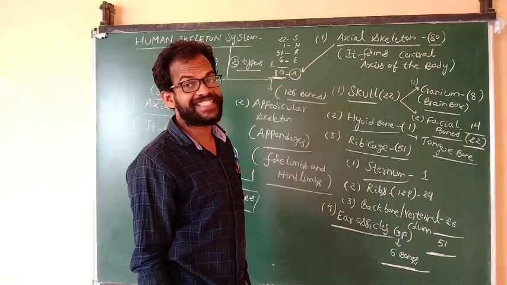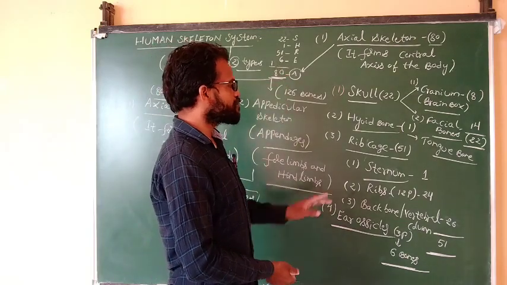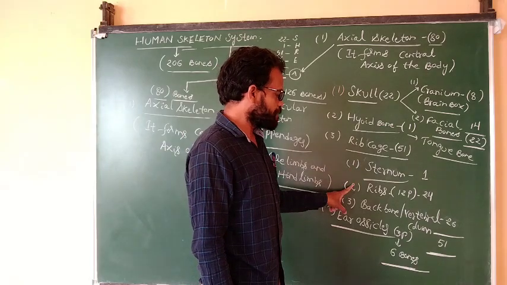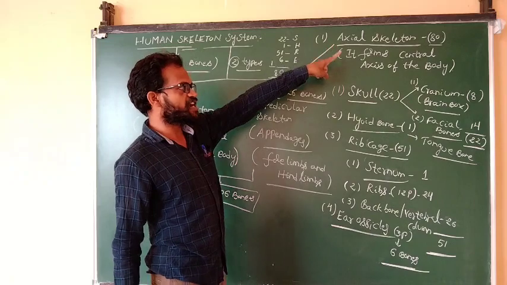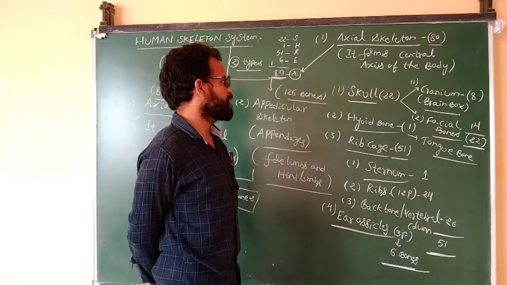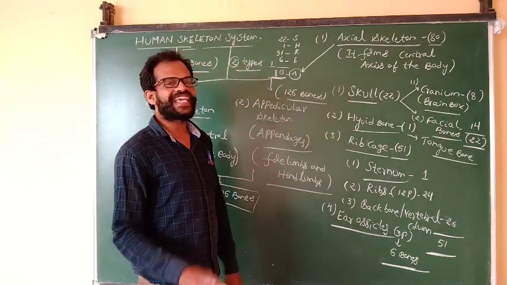How many bones are in the axial skeleton? It is the central axis of the body. It consists of the skull bones, hyoid bone, rib cage, sternum, ribs, backbones, and ear ossicles. The total bones of the axial skeleton are 80. The first important one is known as the skull.